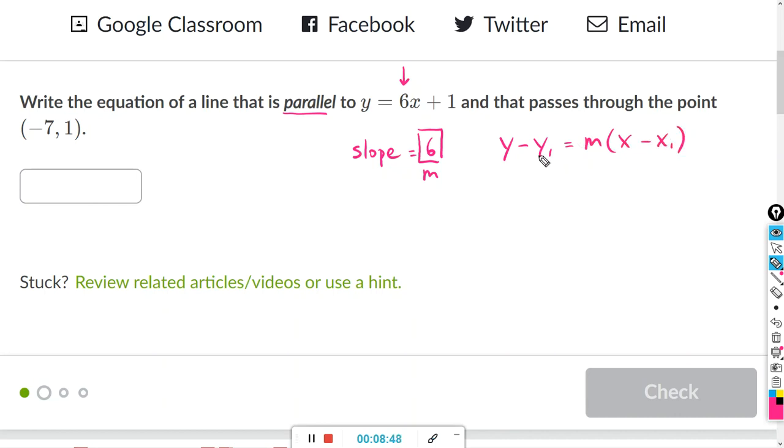Okay, x1 and y1 are the coordinates of the point that you plug in. So -7 is x1, +1 is y1. Alright, so y minus y1, which is 1, equals m, which is 6, times x minus x1, which is -7. Okay, and remember, we said two negatives make it positive. So take the minus minus and just make it positive. That's it.